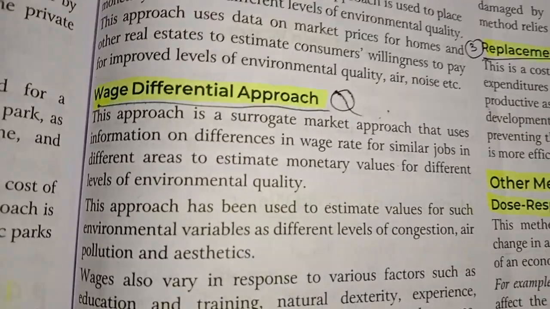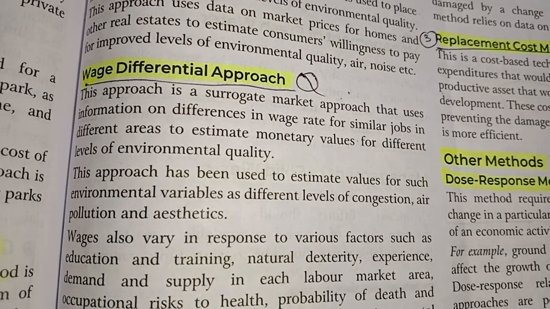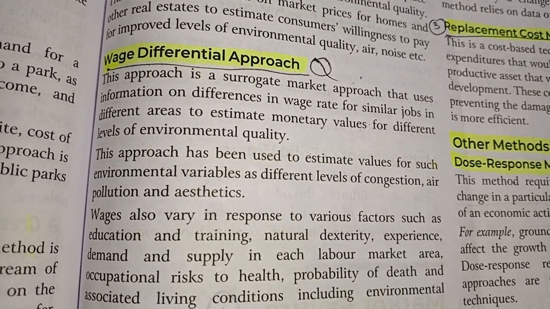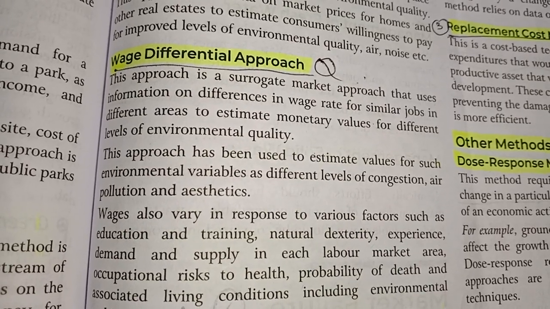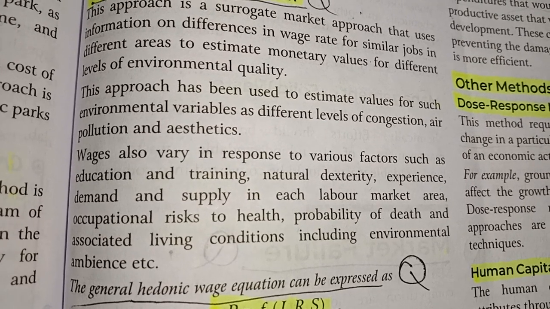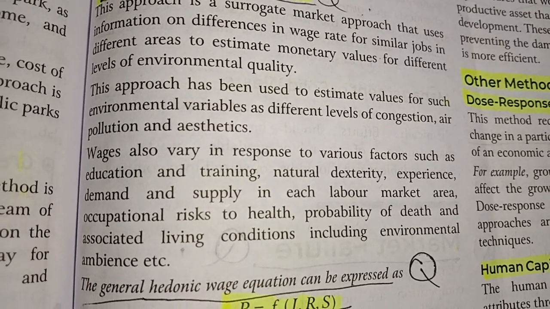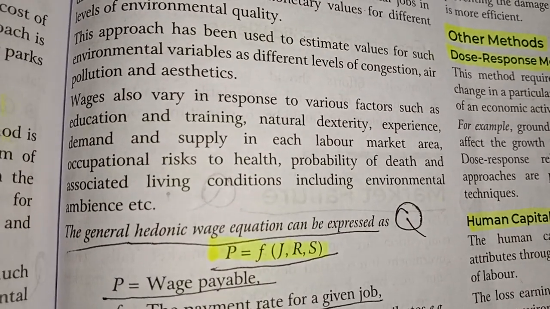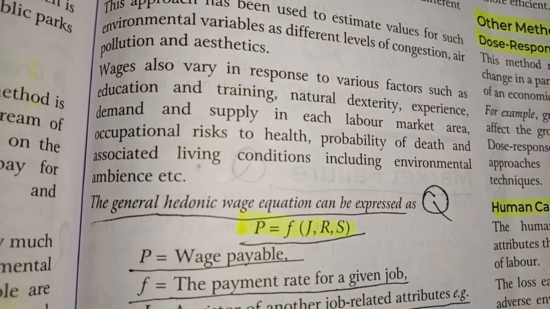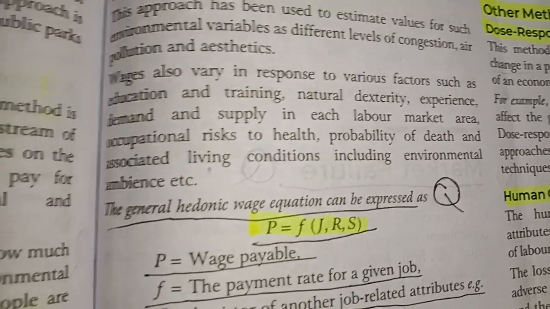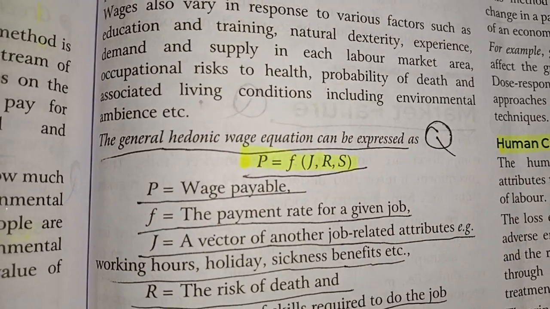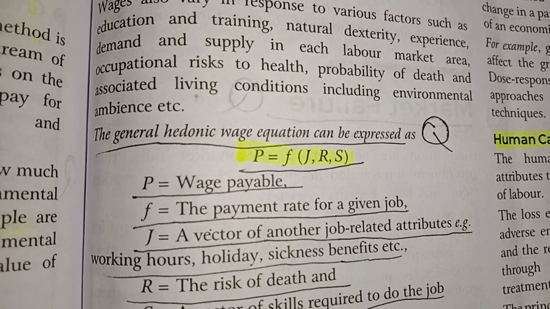Wage differential approach. This approach is a surrogate market approach that uses information on differences in wage rates for similar jobs in different areas to estimate monetary values for different levels of environmental quality. This approach has been used to estimate values for such environmental variables as different levels of congestion, air pollution, and aesthetics. Wages also vary in response to various factors such as education and training, natural dexterity, experience, demand and supply in each labor market area, occupational risk to health, probability of death, and associated living conditions including environmental ambience, etc.